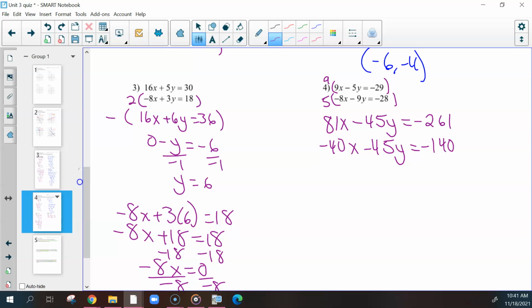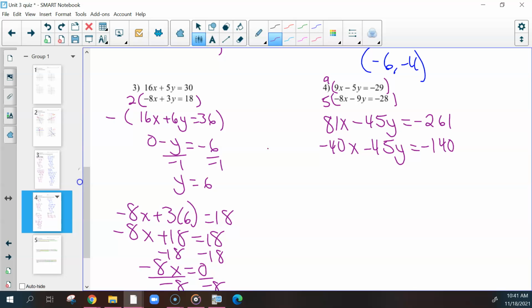Why did we multiply them by 9 and 5? So here we're trying to get the y's to eliminate. So the lowest number they both share is 45. If I multiply this by 5, this would give us 45. But I have to multiply everything by those numbers. I could have chosen the 9 and the 8 or something else. It's just I chose these two.